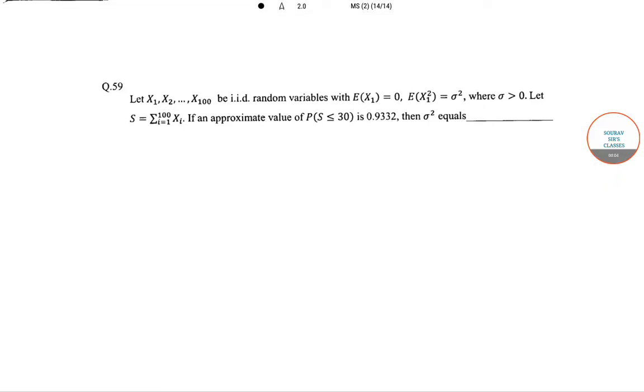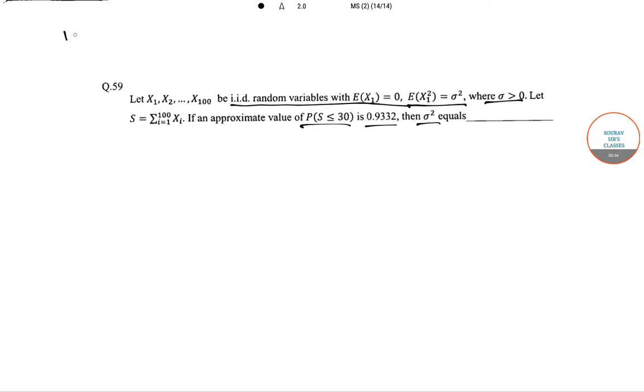The question is, let x1, x2 up to x100 be IID random variables with expectation x1 is 0 and expectation x1 squared is equal to sigma squared, where sigma is greater than 0. Let S be equal to summation xi, where i goes from 1 to 100. If an approximate value of probability S less than or equal to 30 is 0.9332, then sigma squared equals.